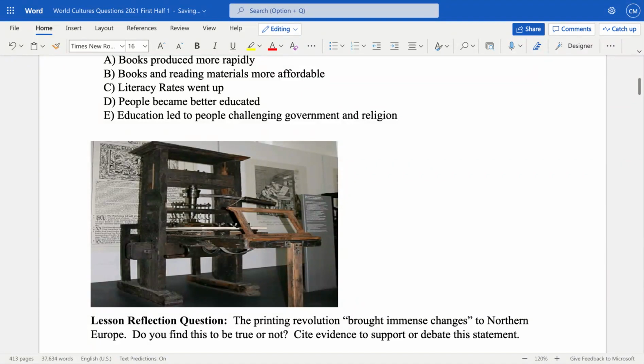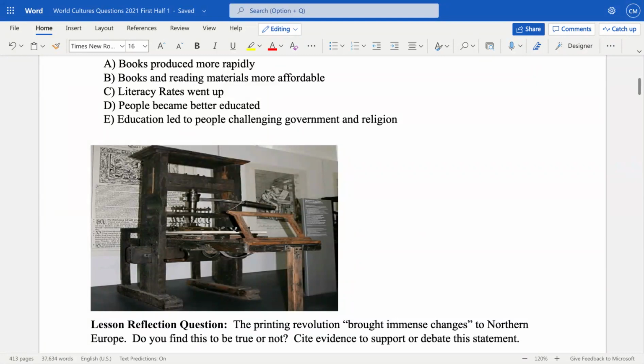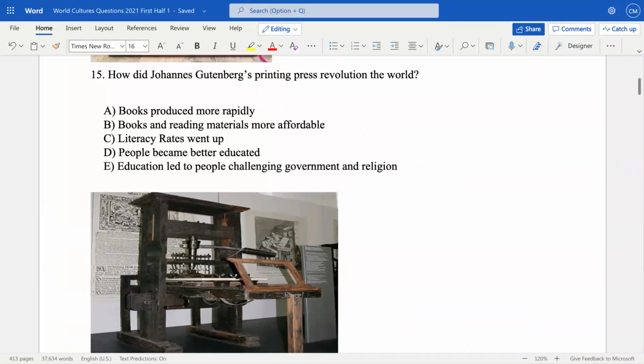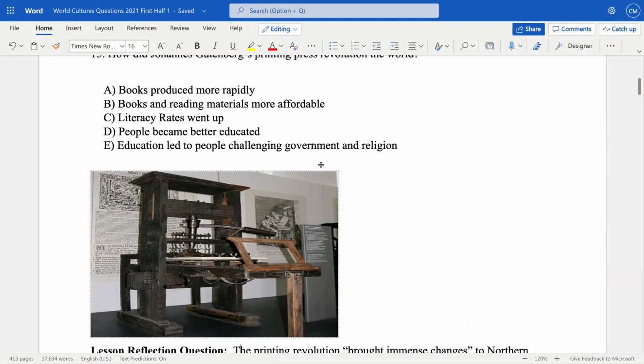The printing revolution brought immense changes to Northern Europe. Do you find this to be true or not? Cite some evidence to support your opinion. So I'll give you a moment to reflect for the lesson reflection, as well as if you need anything from the final question. Number 15 above there, those responses are there. Question 15 is kind of an important question, so make sure you get the responses down for that one.